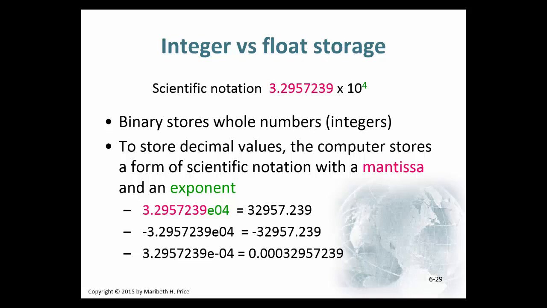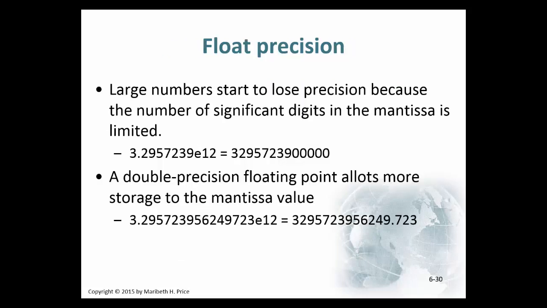Binary stores whole numbers, which are integers. To store decimal values, the computer uses a form of scientific notation. Float data type can store 8 significant digits, where double data types can store 16 significant digits.